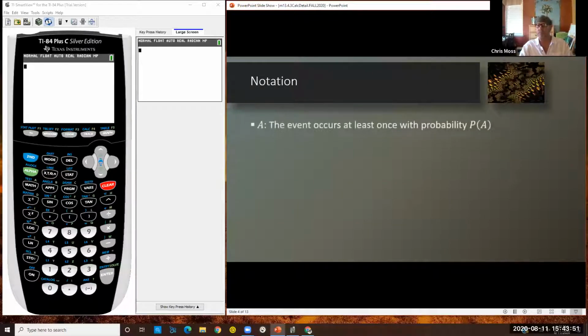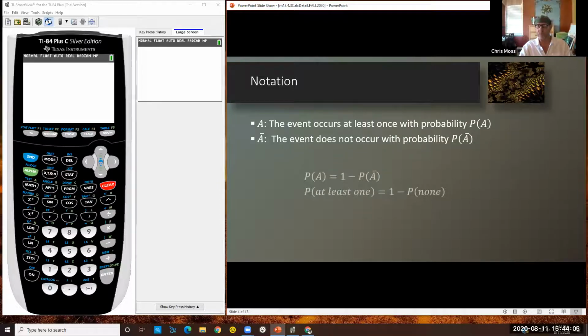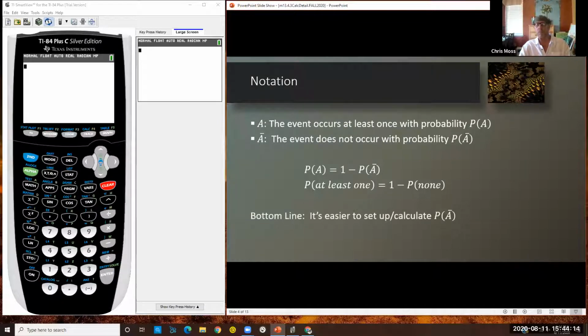Notation. Well, A is going to be the event occurs at least once, and that has the probability P of A. A bar, the event does not occur, and that's going to have the probability of P of A bar. We're going to calculate that to calculate P of A. Now, as I note there, the probability of at least one is equal to 1 minus the probability of none. Bottom line, it's really easier to set up and calculate the probability of A bar at this point in time.